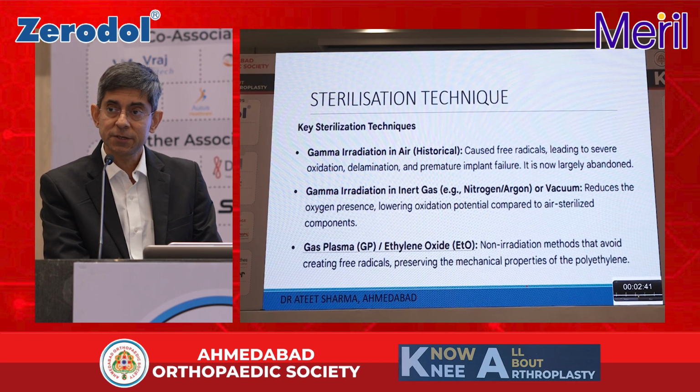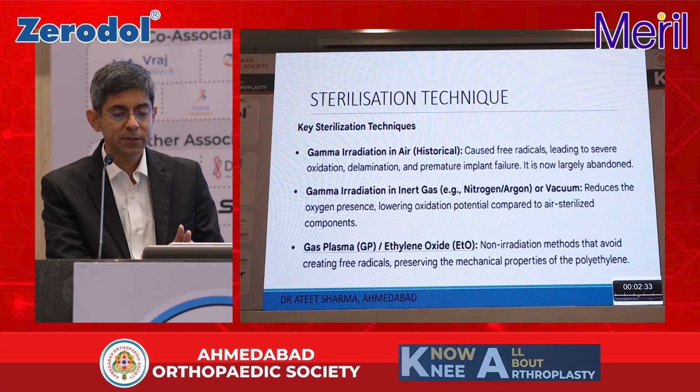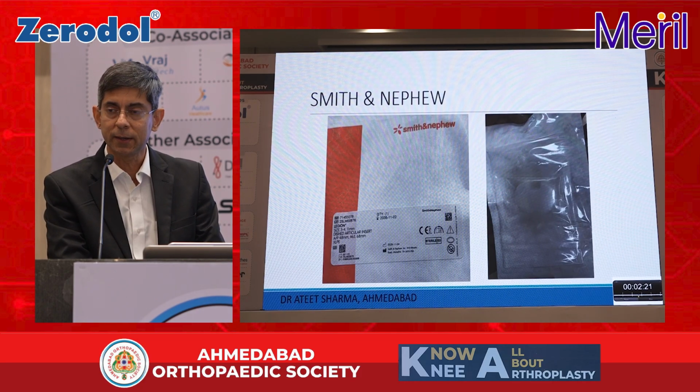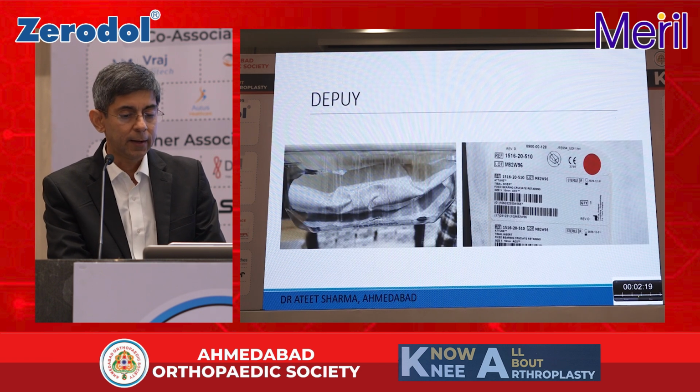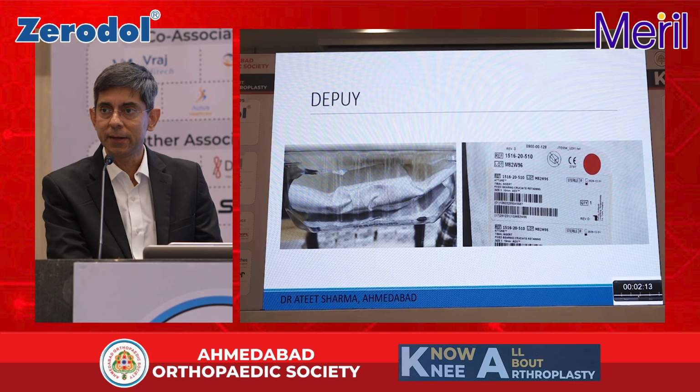So again, the sterilization techniques which we had discussed: gamma irradiation in air is historical. Now it is not used. Gamma irradiation in inert gas or vacuum, that is one type of technique, and the second is gas plasma or ethylene oxide. The two implants which we use presently, Smith & Nephew uses the sterile EO technique, ethylene oxide, and for the Attune users, we would have seen the poly coming in a vacuum pack. So this is gamma irradiated in vacuum.